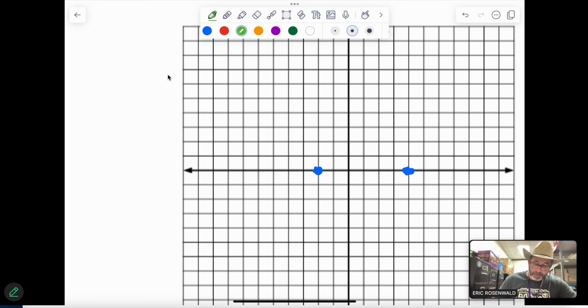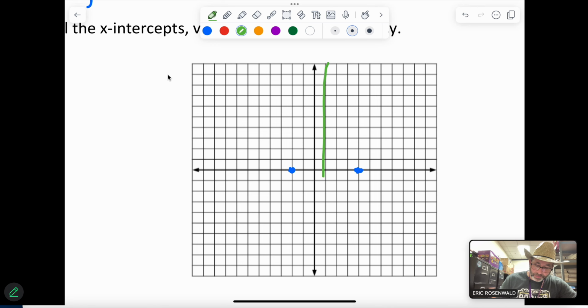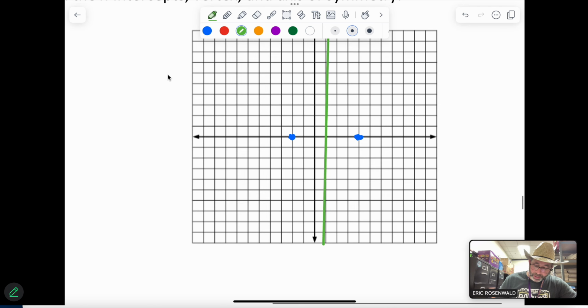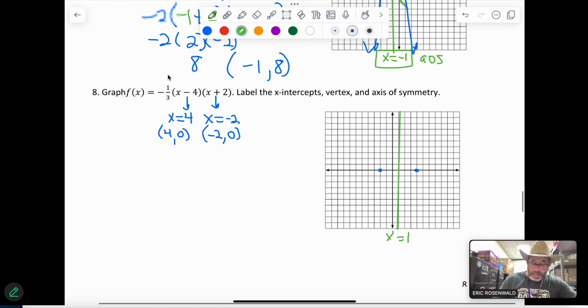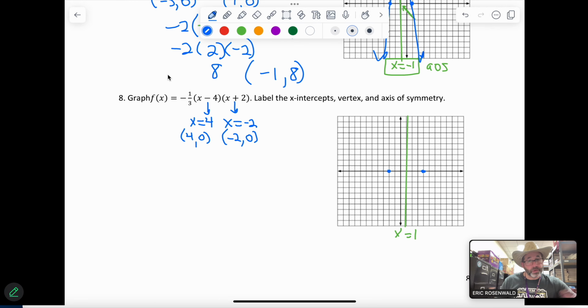Okay, we're going to go ahead and make my axis of symmetry right down the middle of this. We can see that that line is when x is equal to 1. Now that we know what the axis of symmetry is, let's go ahead and throw that x value into my equation.